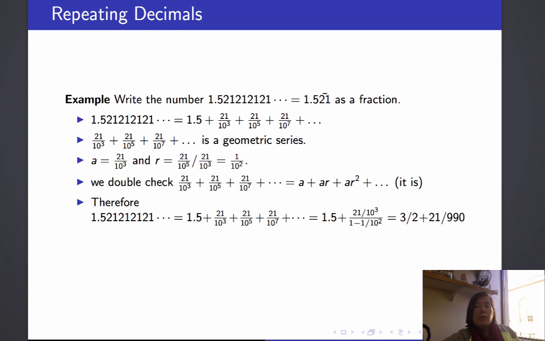So my fraction is 1.5 plus that, or 3 over 2 plus 21 over 990, and I can add those two fractions, and I get 251 over 165 after I cancel.